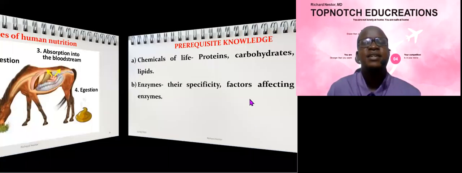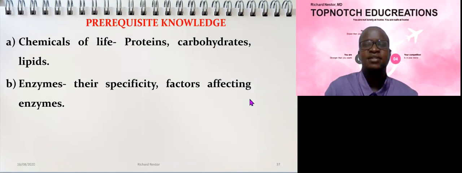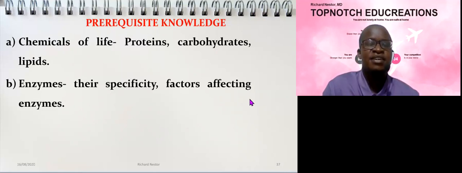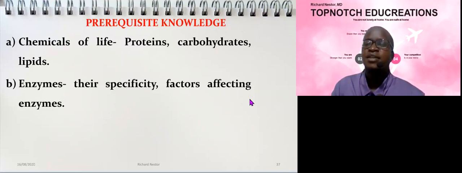There is requisite knowledge that is important for you to know even as we go through this session. For you to adequately understand the subtopic of digestion, it is very critical that you have a solid background understanding of the chemicals of life, that is the proteins, the carbohydrates, the lipids. The focus here is you need to know the properties of these chemicals of life, the various types, particularly for carbohydrates. This is where we have main issues.